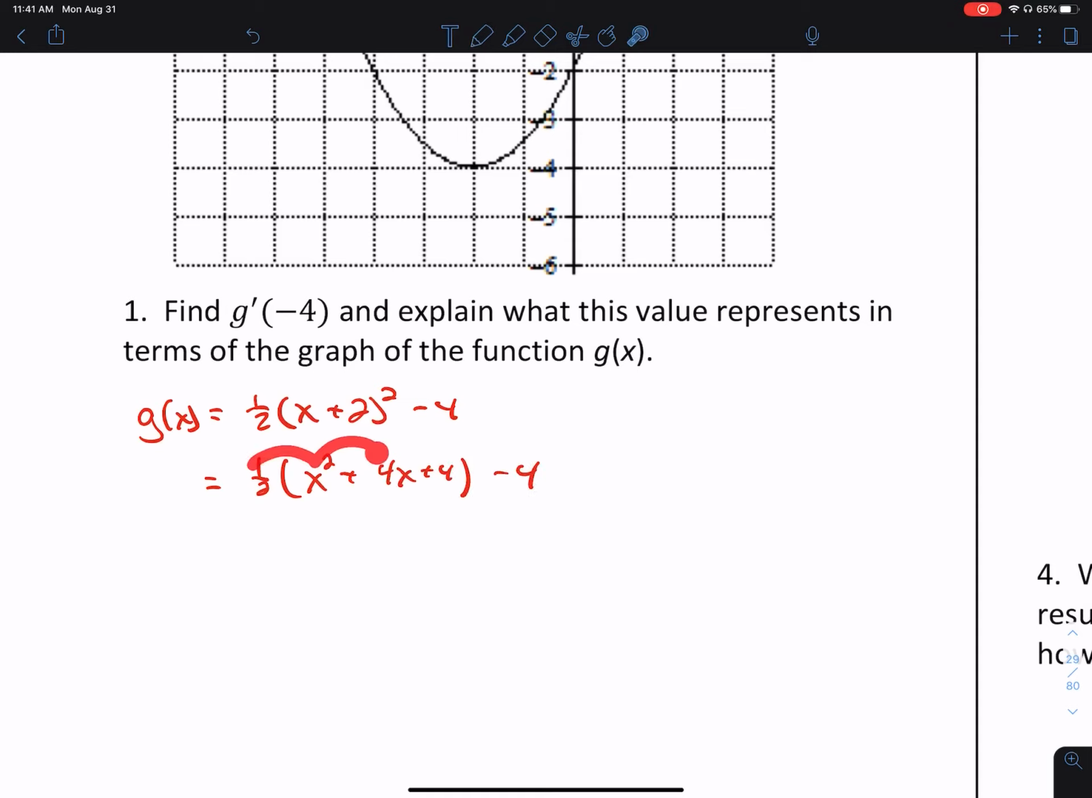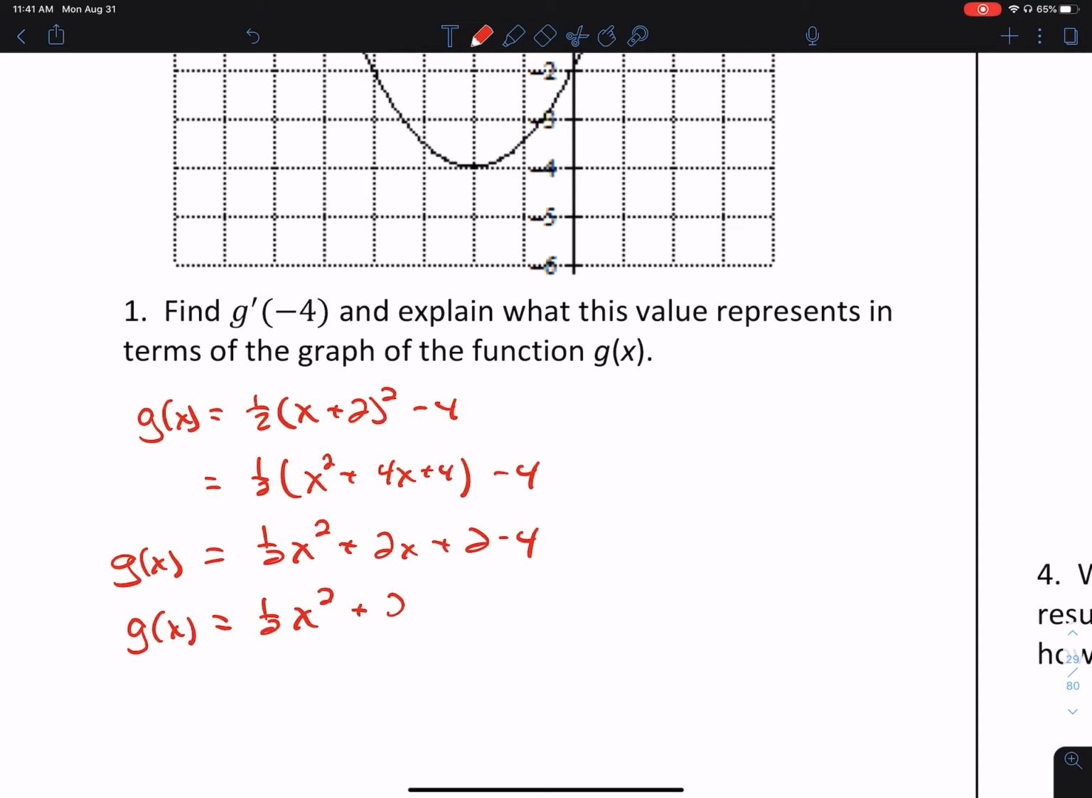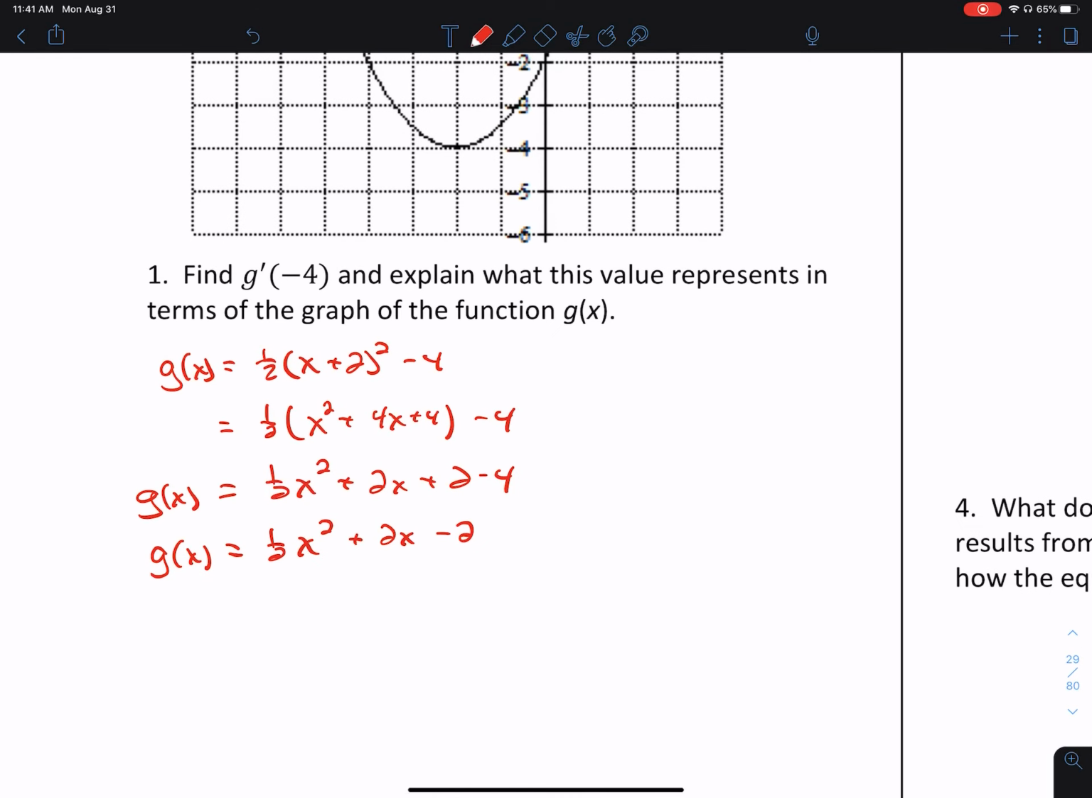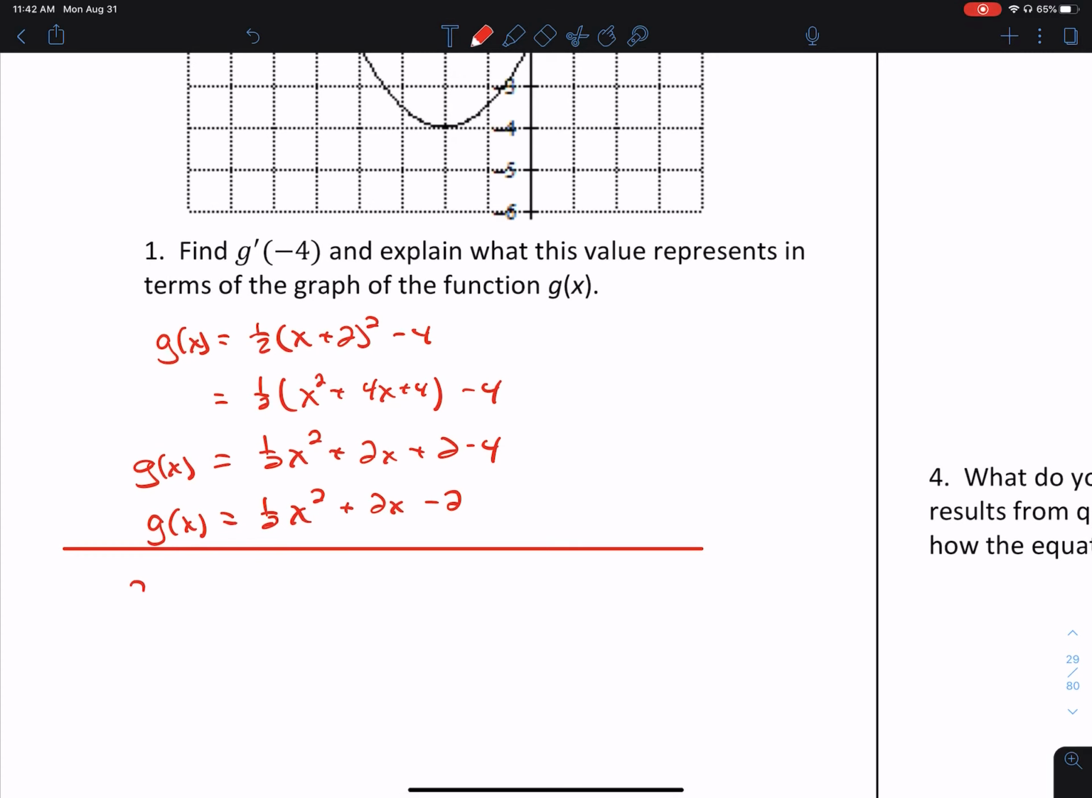If I distribute this 1/2, I'm going to end up with g of x is 1/2 of x squared plus 2x plus 2 minus 4. Then when I combine like terms, I get that g of x is this function. Now, we haven't done anything yet. We've just changed the form of this g so we could find the derivative easily. So find g prime of x.